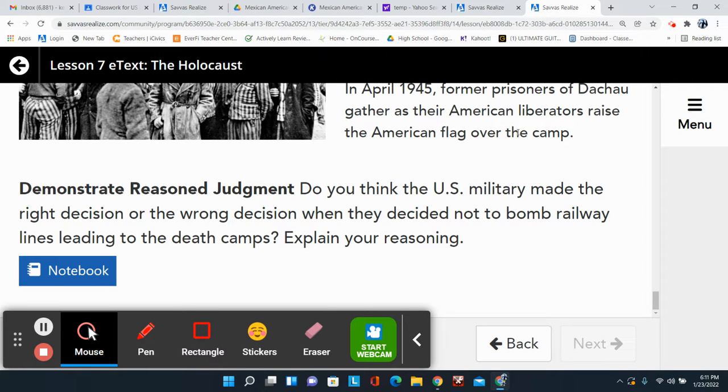And question: do you think the U.S. military made the right decision or wrong decision when they decided not to bomb railway lines leading to the death camps? Explain your reasoning. Yeah, it's a difficult question to answer. I mean, obviously, you want to save lives, but would that have saved lives? Because they didn't just use these killing centers, they also shot people as well. But it's a good question.